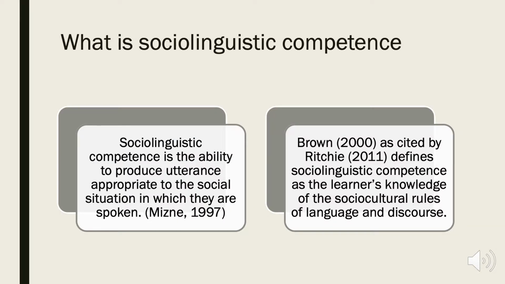What is sociolinguistic competence? The first definition is given by Mison. He says that sociolinguistic competence is the ability to produce utterances appropriate to the social situation in which they are spoken. Brown defined sociolinguistic competence as the learner's knowledge of the sociocultural rules of language and discourse.